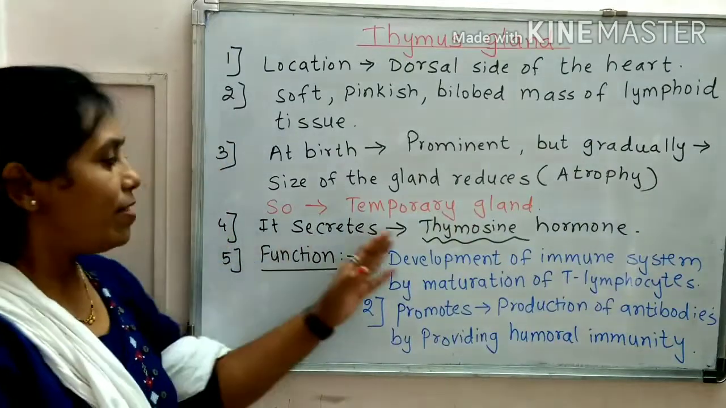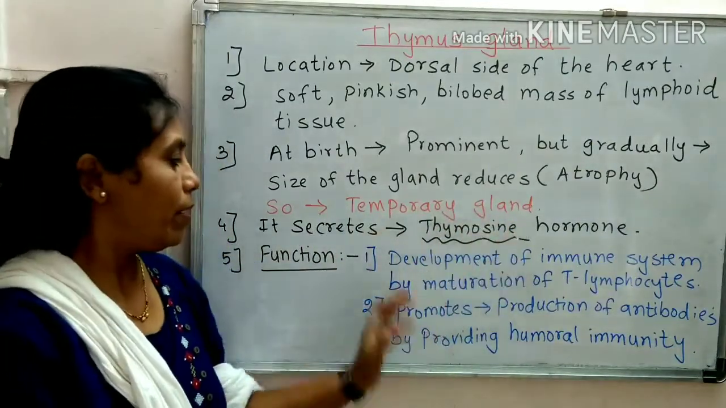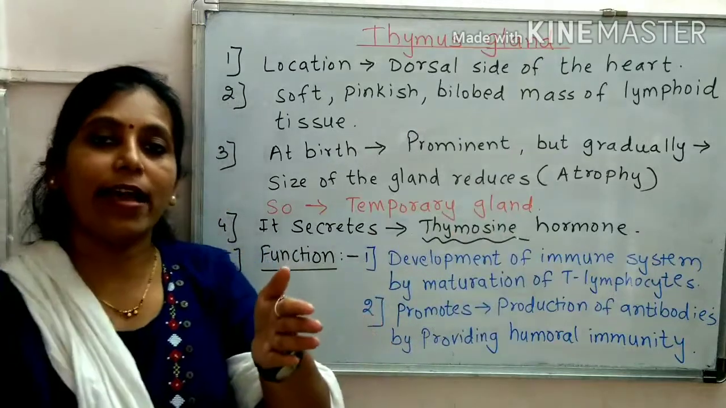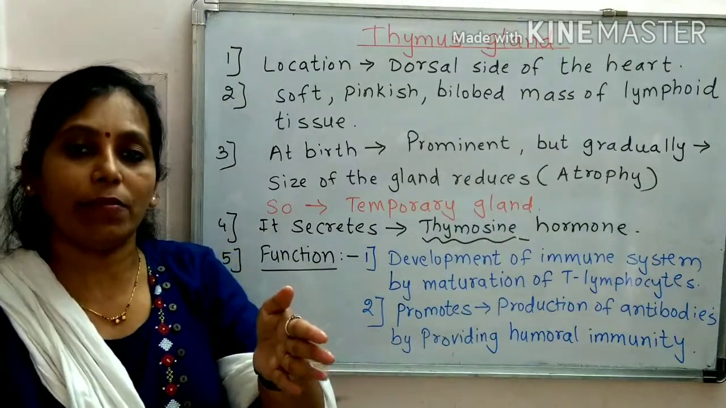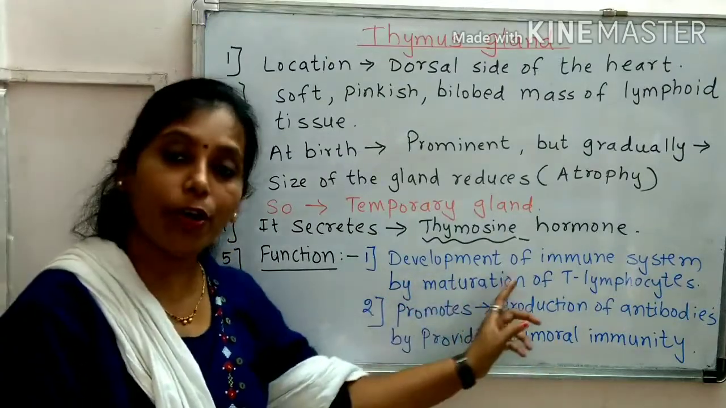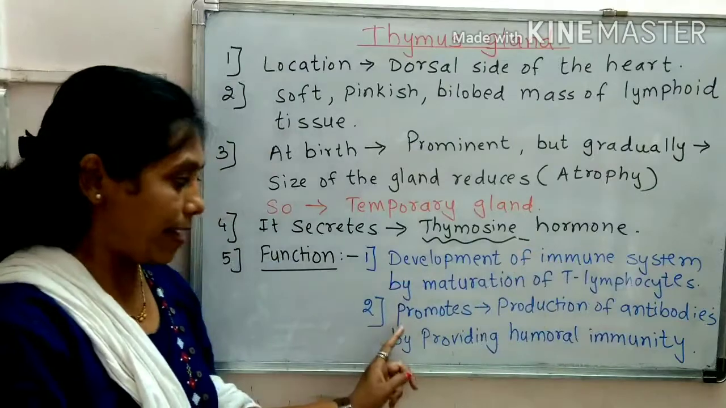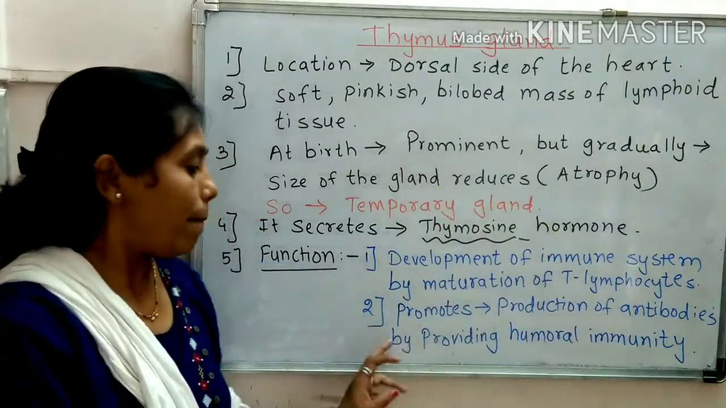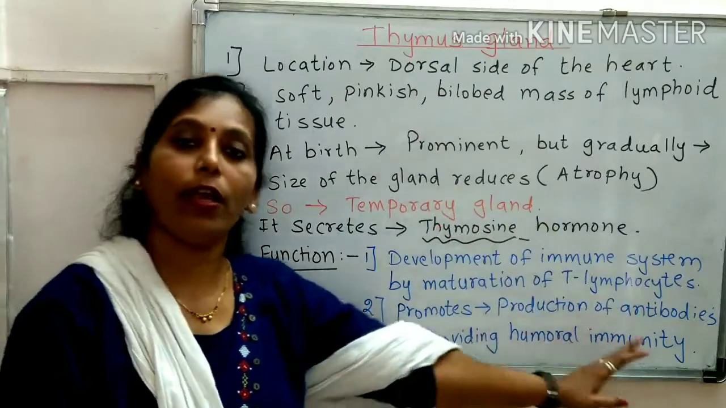What is the function of this thymosin hormone? Development of the immune system. This gland is directly related to the immune system. It increases our immunity by maturation of T lymphocytes. And second, it also promotes the production of antibodies by providing humoral immunity.